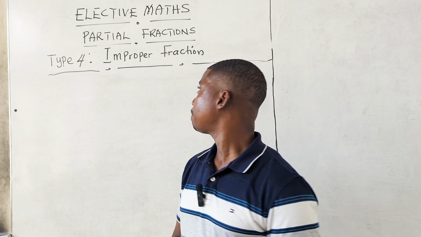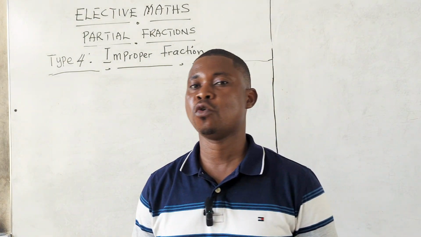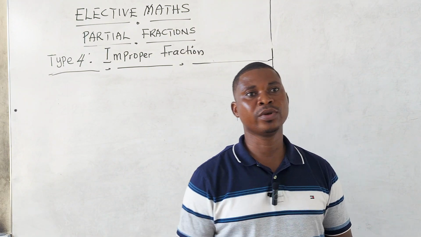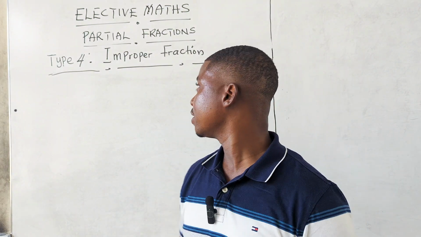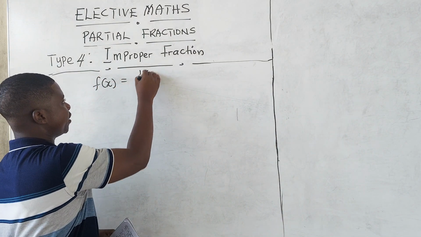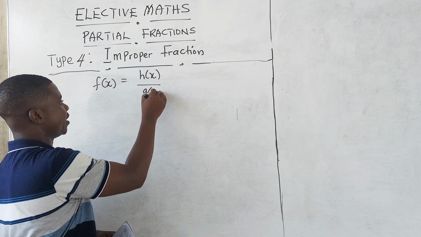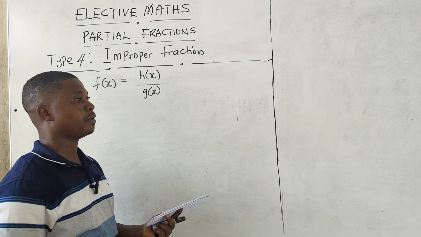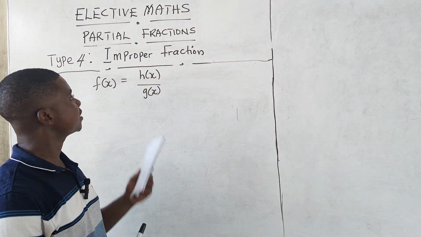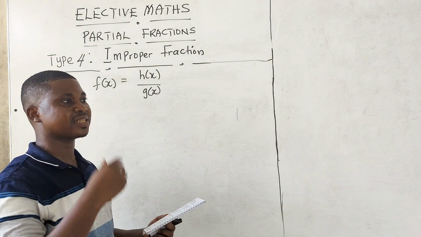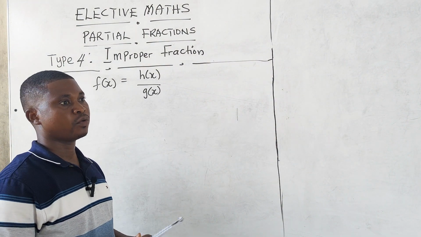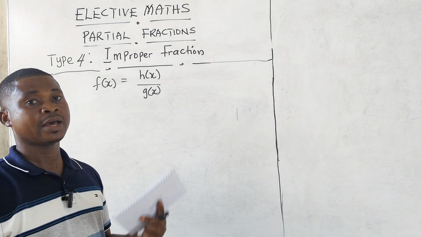Today we are going to look at partial fraction type 4. That's the improper fractions, and that's the last subtopic under that. With improper fractions, this happens when, let's say, we have f of x is equal to h of x over g of x, and all these are polynomial functions. This happens when the degree of x in the h of x is equal to or greater than that of the denominator. When it happens like that, you say they are improper fractions.